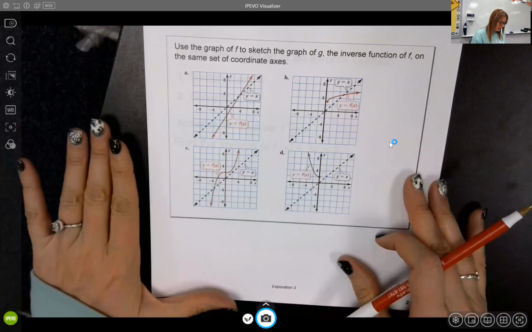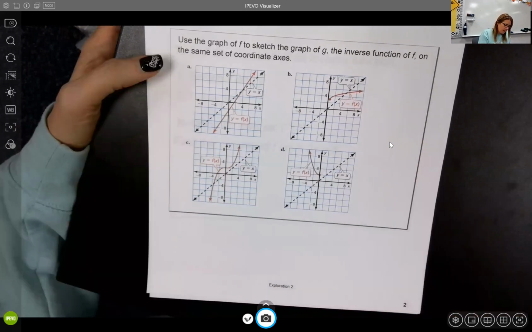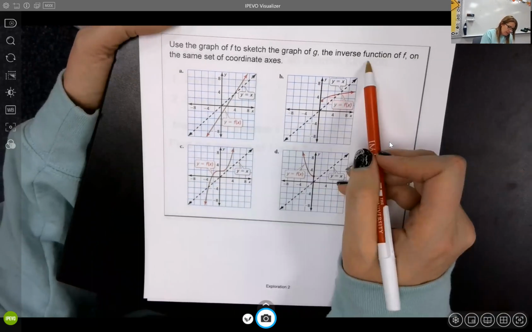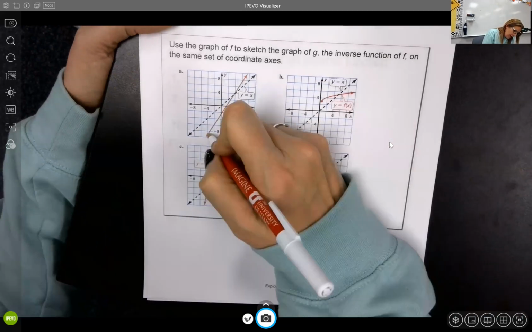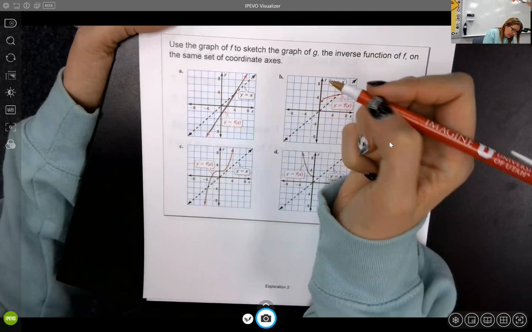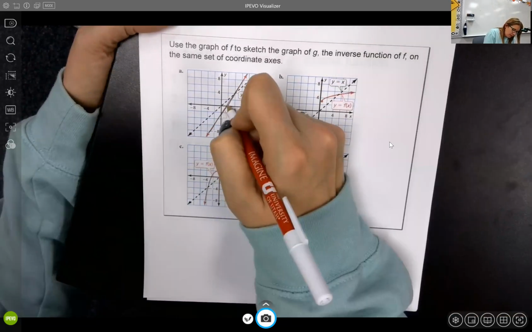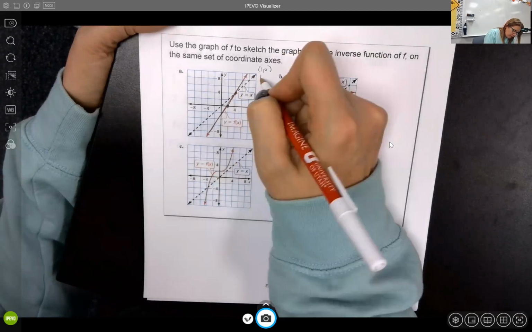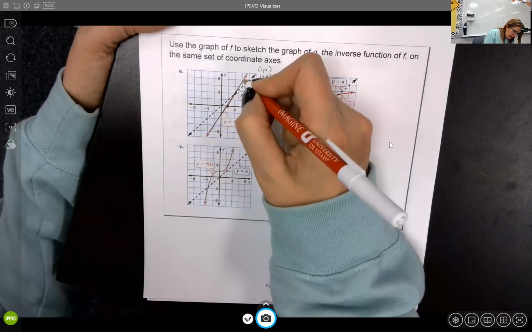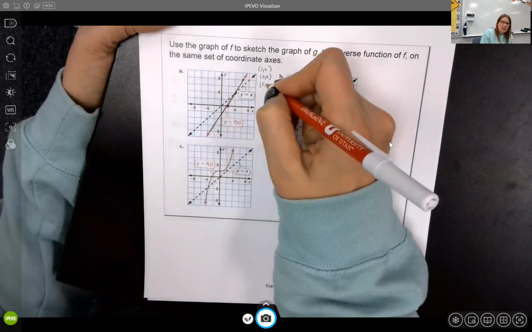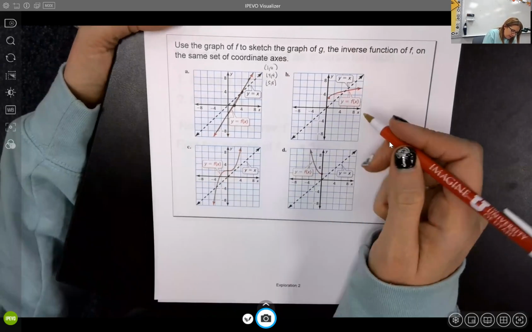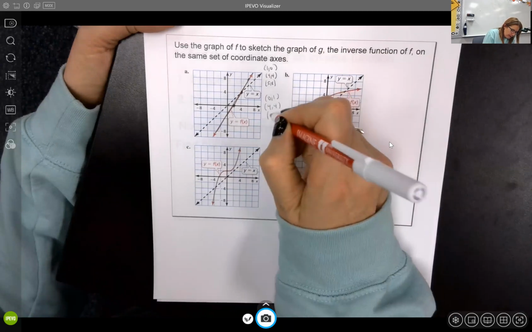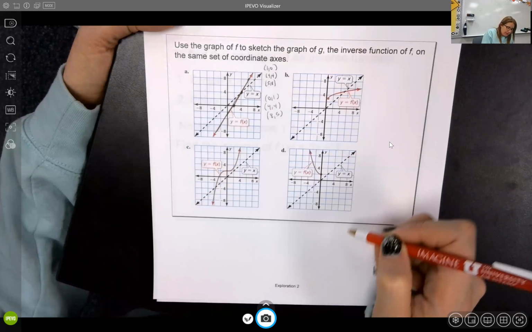So some examples would be like this. If I have a graph and I want to find the inverse graph, the red one is my original graph, okay? So I'm going to find 3 points on the graph. This point right here is 1, 0. This point right here is 4, 4. And then this point right here is 5, 8. So that's on the original graph. Then to find the inverse, I switch those around. 0, 1, 4, 4, 8, 5. Okay, so these are my new points right here.